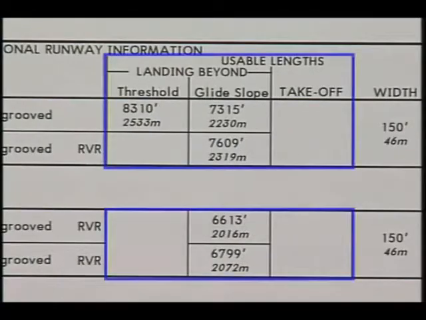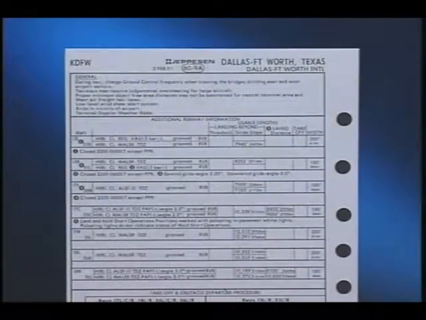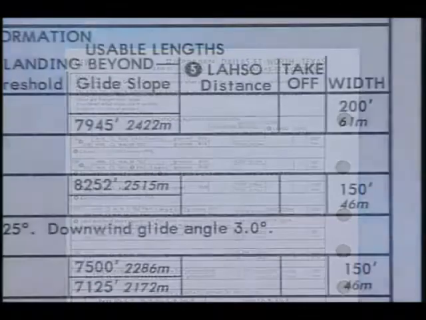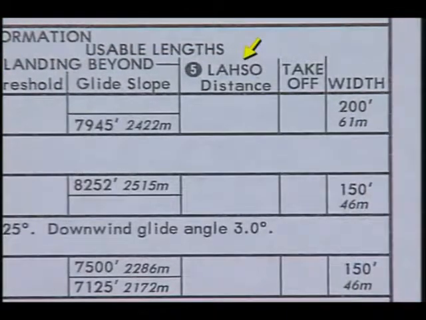Also included are the usable lengths of the runways beyond the threshold and beyond the point abeam the glide slope transmitter to the end of the runway. The usable takeoff distance is also provided if the runway takeoff length is restricted. In this case, the takeoff is not restricted. Information regarding land and hold short distances and other pertinent LASO information is also printed in this section if LASO operations are conducted at the airport. Dallas-Fort Worth International Airport does conduct LASO operations as depicted on this chart.